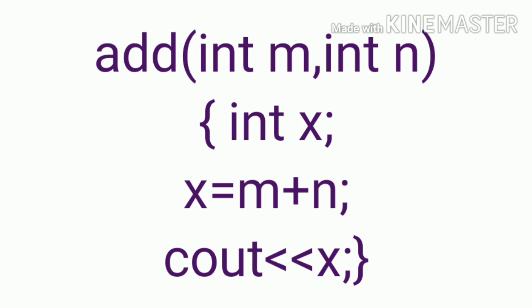Here one function is declared, that is add is the function name. Here two parameters are passed, one is m, another one is n, and then within the function the two parameters are added and stored in the variable x, and then print the variable x. So here x equal to m plus n is an expression, input is m and n, and output is x. This is the example for function with respect to programming languages.